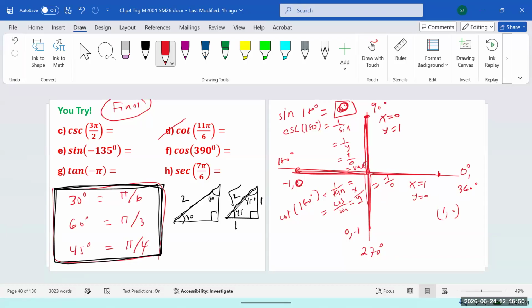For example, what is secant 180? Secant is 1 over which function? Cosine. So 1 over x. So what do you have as the x value here at 180? -1. So what is secant 180? -1.